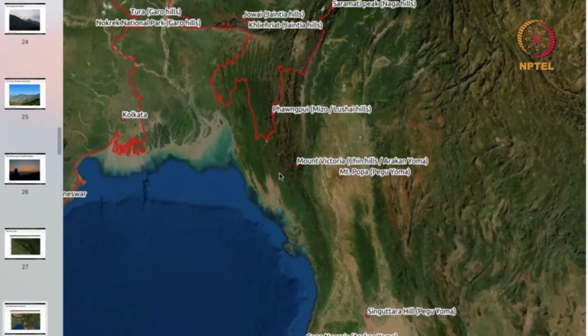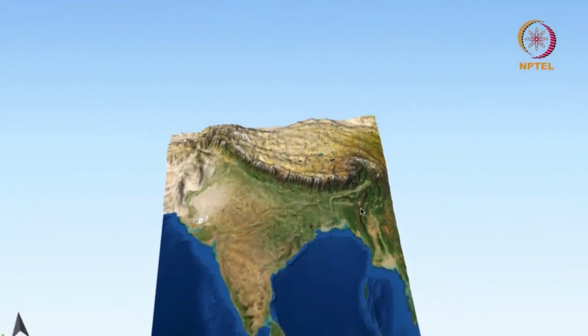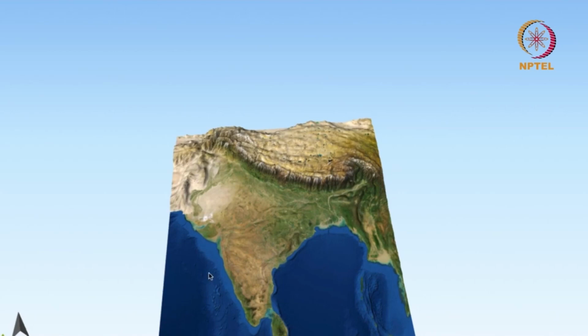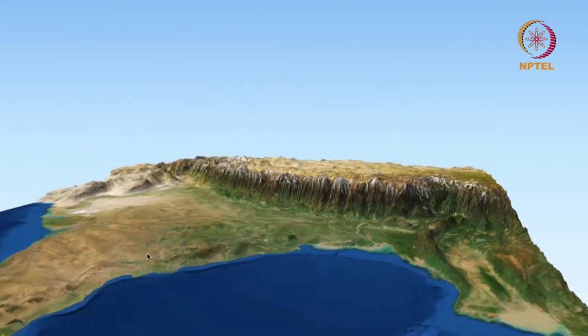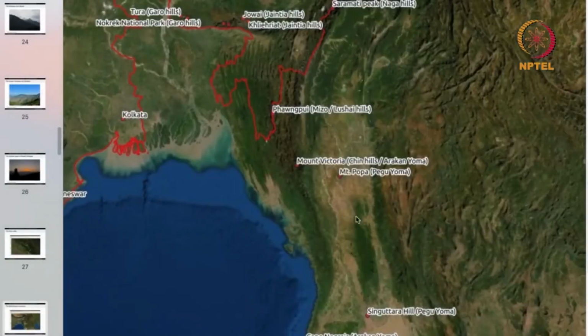Now, another importance of these hills to the northeast is that the monsoons are stopped by the Himalayas, and they are also stopped by these hills. So essentially the water that is moving in the form of moisture with the winds gets trapped in this area, and so we have a very heavy rainfall in this region.